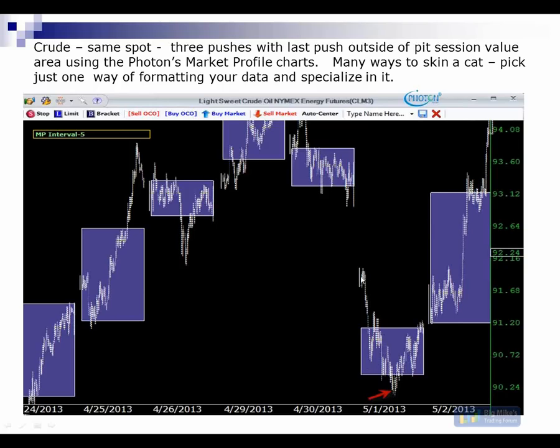So here, this is that same point. I just put up the pit session data for you because I know that some people like to look at pit session data. Some people like to look at the 24-hour. Regardless, that third push was a push outside of what was established as being the, quote, value area. So it was a push below the lower value area with a dry up in volume closing at the upper end of that value area. So that's another way it looks.